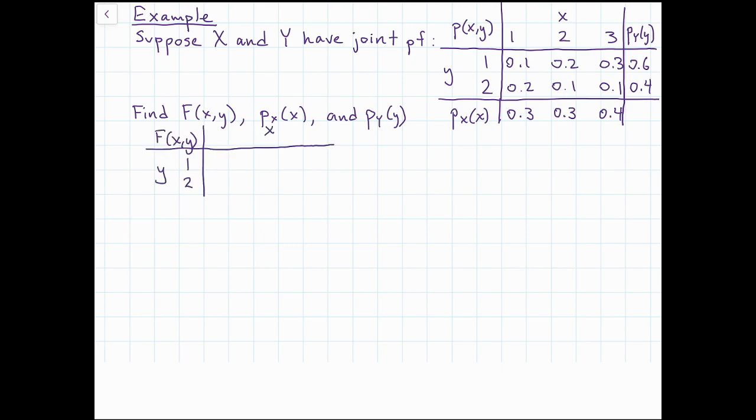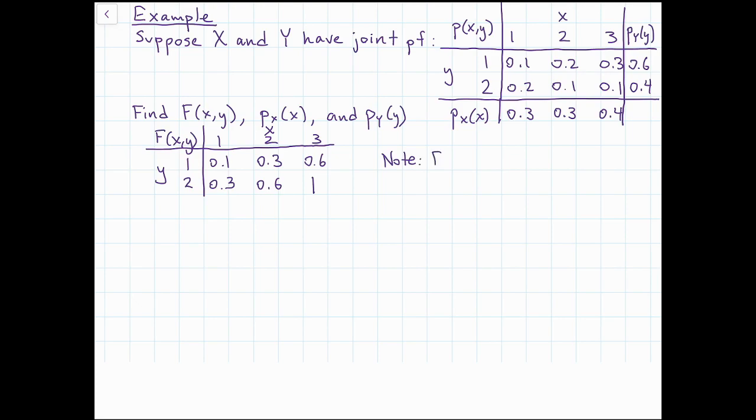For the joint CDF, we can actually just add up the values. So the probability that x is less than or equal to 1 and y is less than or equal to 1, the only possible value is when x and y are both equal to 1, and that has probability 0.1. But if we want these two values here, x less than or equal to 2 and y less than or equal to 1, or the opposite, y less than or equal to 2 and x less than or equal to 1, we add up the probabilities 0.1 plus 0.2. And we can fill in the rest of the values as follows.